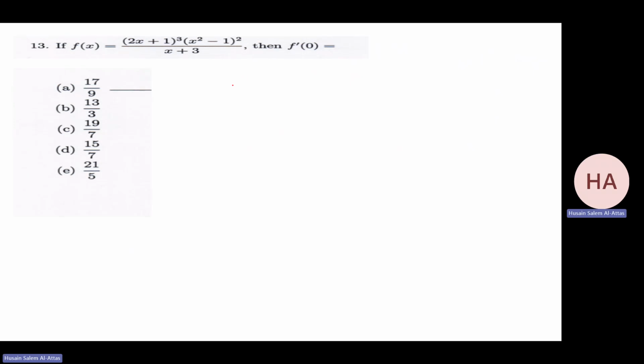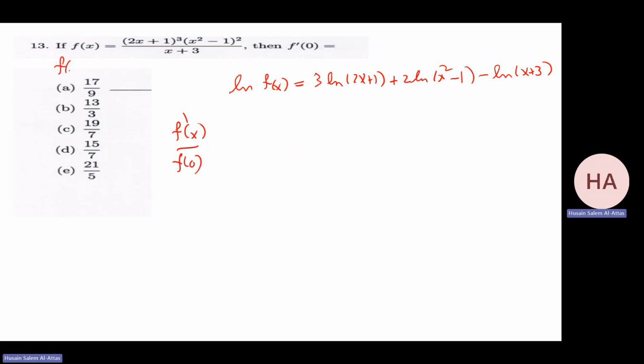This is logarithmic differentiation. ln f of x equals 3 ln (2x plus 1) plus 2 ln (x cubed times x squared minus 1), okay, minus ln (x plus 3). Differentiate. So I have f prime over f at 0. What is f of 0? f of 0 will be what? 1 times 1 over 3, which is 1 over 3. Don't forget this. This one will be 3 times 2 over 2x plus 1.